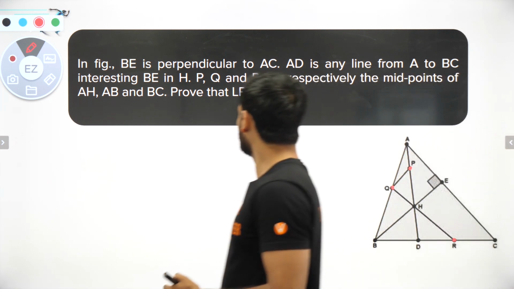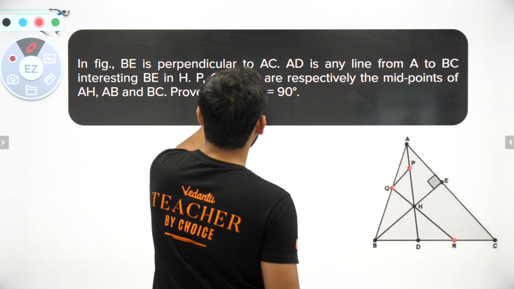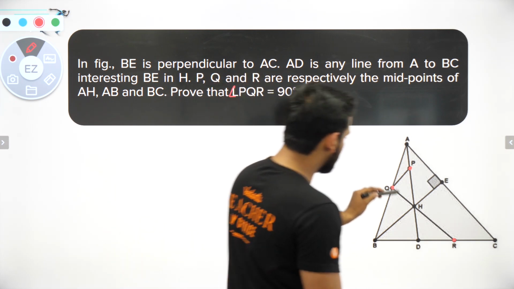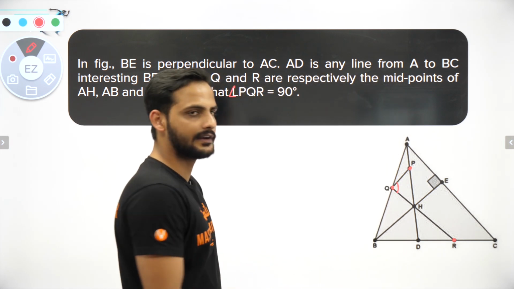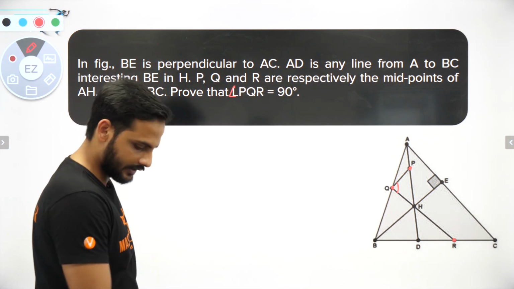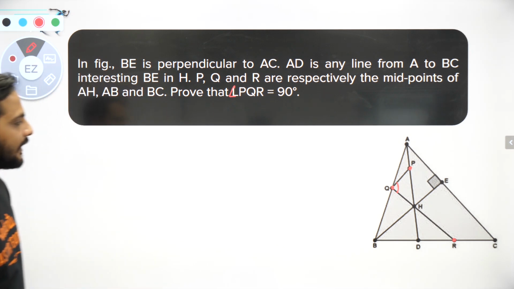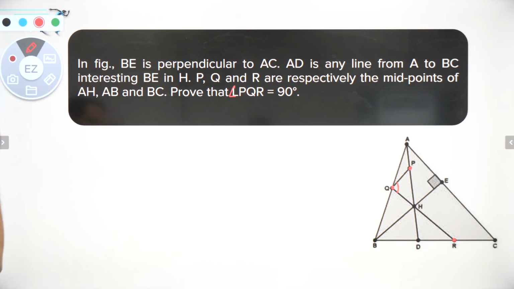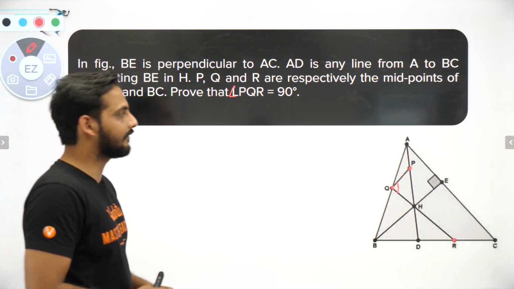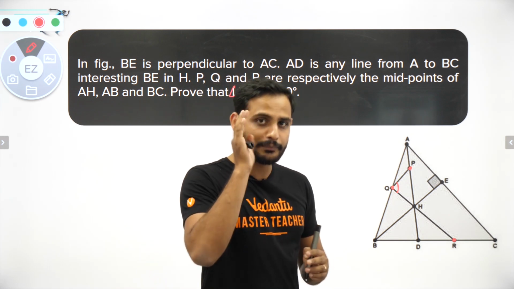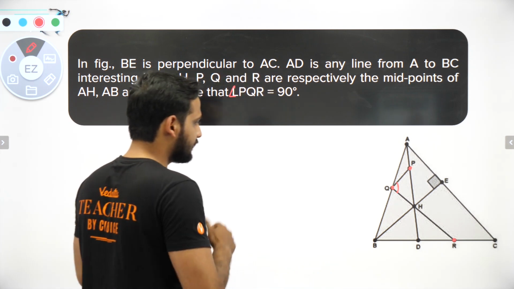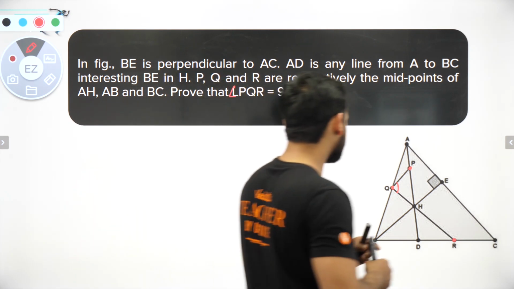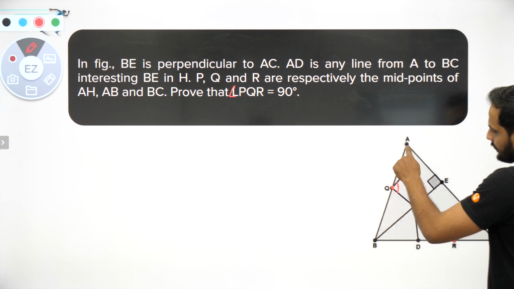Now prove that angle PQR, you have to prove this angle is equal to 90 degrees. Now see, the first thing which will come to my mind is that they have given P, Q and R are midpoints. So whenever I see midpoints, I have the midpoint theorem in my mind, right? So first thing I can say, let us look at this triangle.